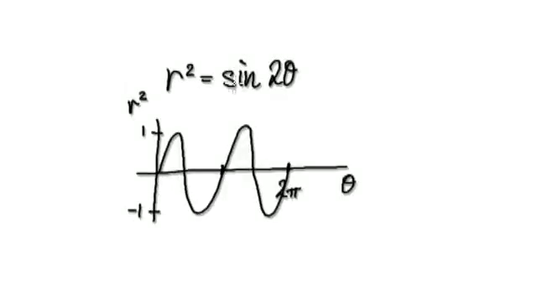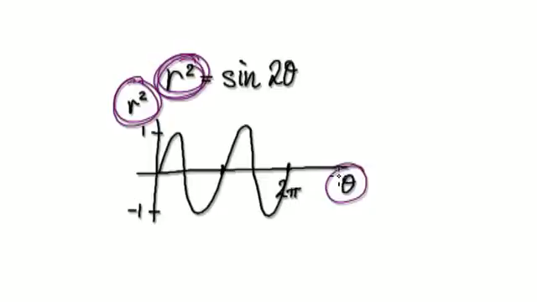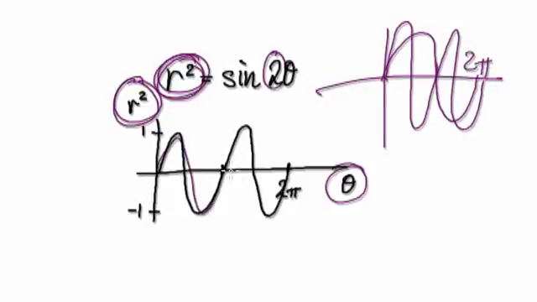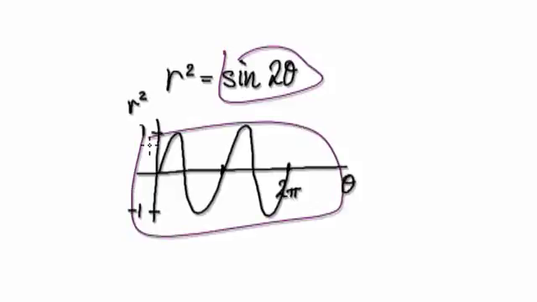So the first thing we need to do is sketch a graph of r squared versus theta. Normally the sine graph would have a period of 2 pi, but you've got a 2 here, so it will have 2 cycles, 1, 2. So this thing here will be this.